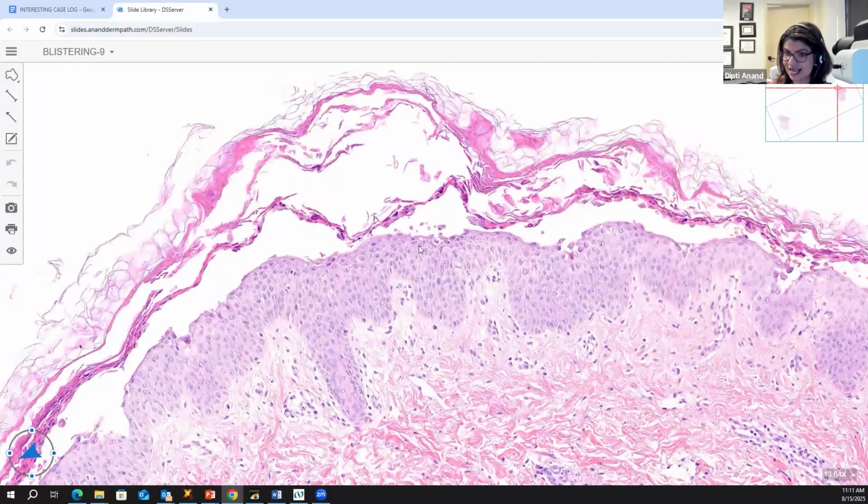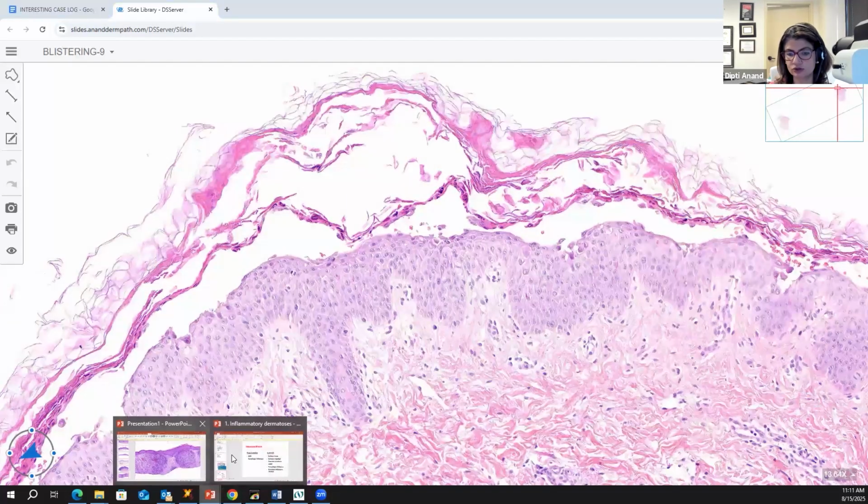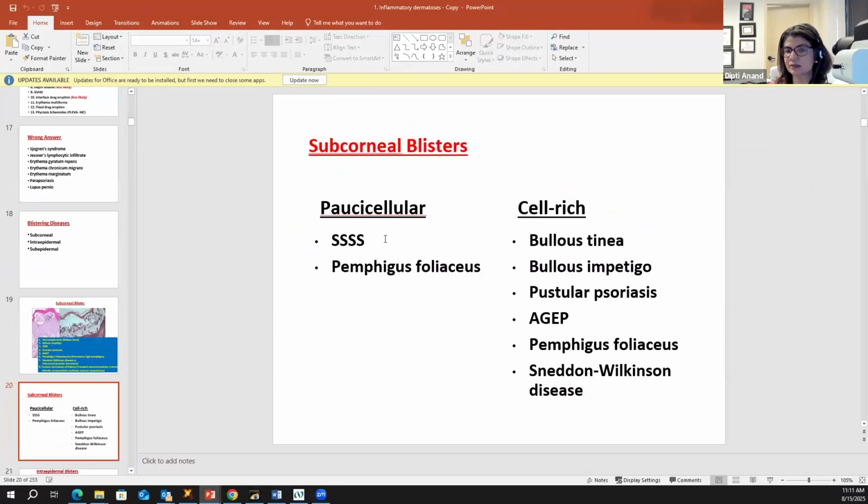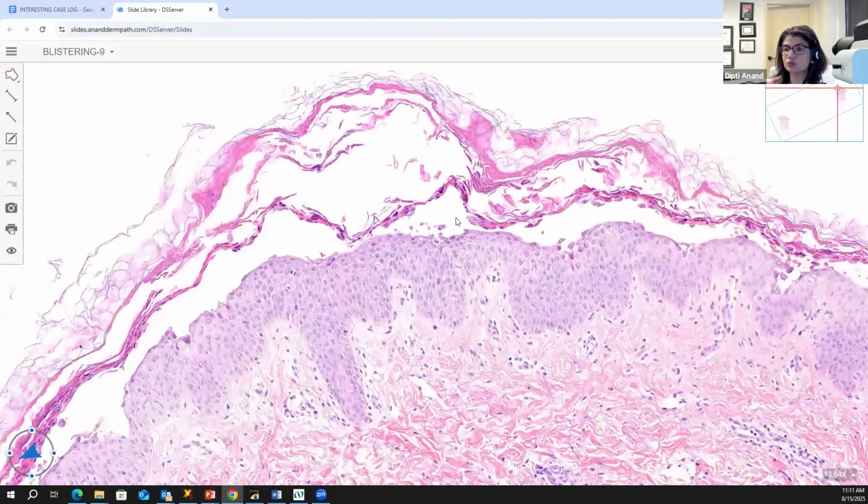The differential for this entity would be what we talked about, which is a paucicellular subcorneal blister, which could be staphylococcal scalded skin syndrome or pemphigus foliaceus. Absolutely without a clinical presentation, this scenario is impossible to distinguish based on histology. So this could be either one of the two. This could be either staphylococcal scalded skin syndrome or pemphigus foliaceus. So you have to look for some kind of a hint in your question as to what this entity would be. This is from a patient with staphylococcal scalded skin syndrome.